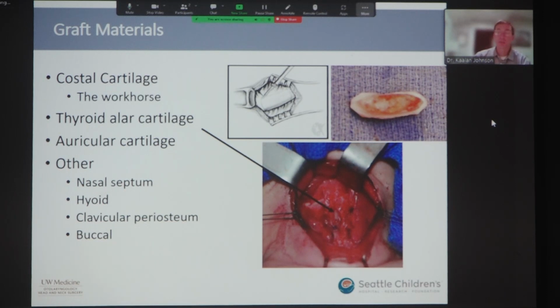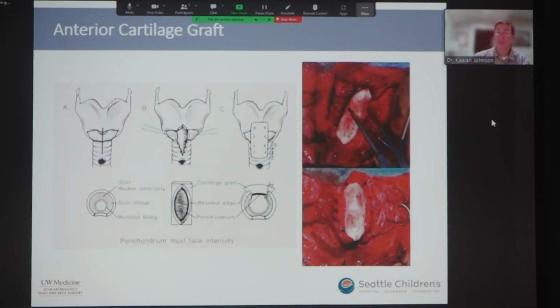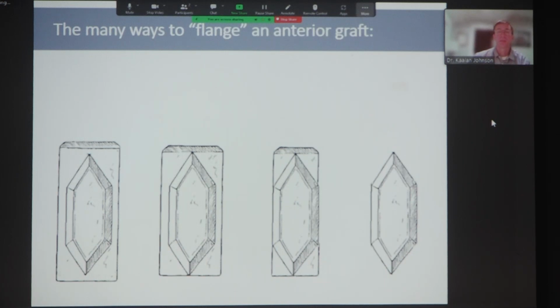For augmentative procedures, I tend to use costal cartilage graft. It was fascinating to hear of your experience using auricular cartilage as well, which it'll be interesting to see what your long-term perspective is on that, but great results are fun to hear. And when we're doing the boat-shaped grafts for the costal cartilage, Dr.